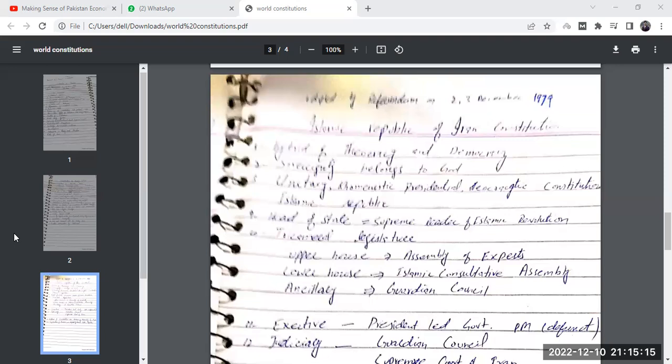Okay, this is the fifth point. Third point, sorry, it's a bit blurry. Unitary government means there is only one government, which is the federal government.